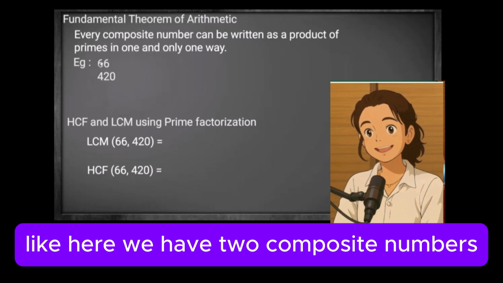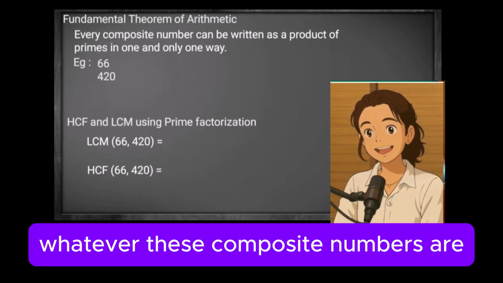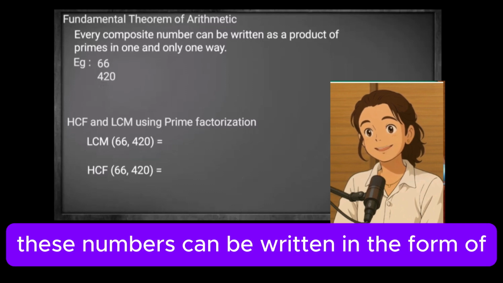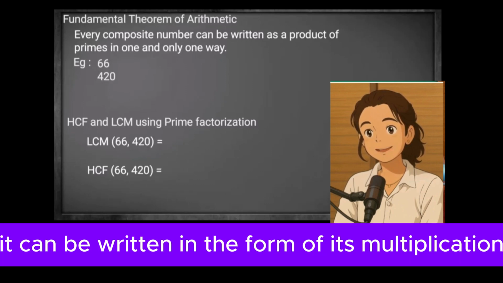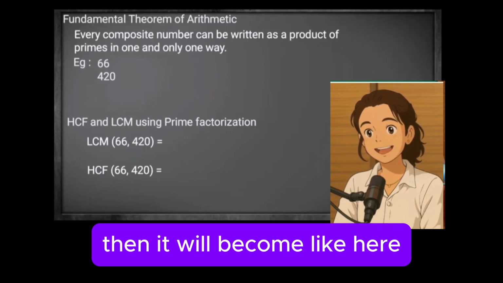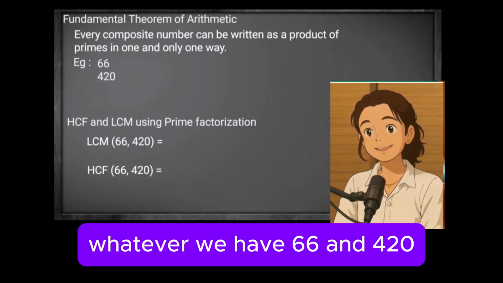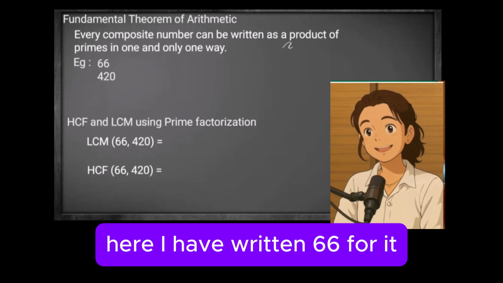Like here we have two composite numbers. One is 66 and one is 420. Whatever these composite numbers are, these numbers can be written in the form of a product of prime numbers. It can be written in the form of its multiplication. I will tell you by writing it. Then it will become like this. Here we have 66 and 420. How will we write them in the form of a product of primes? Here I have written 66 for it.